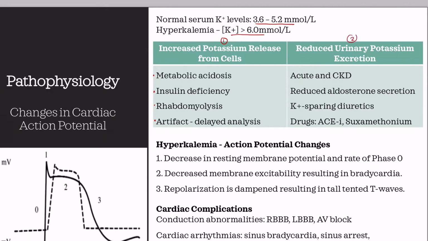Okay, the second broad category is due to reduced urinary potassium excretion, and this occurs in conditions such as acute and chronic kidney disease, and this is a major cause of hyperkalemia.